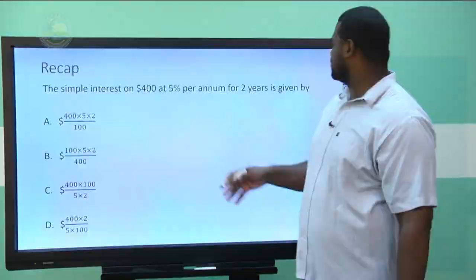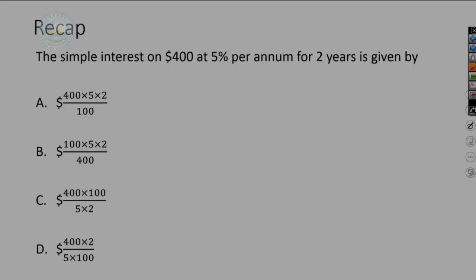Let's go. So let's have one question just to kind of recap on what we would have done before. So it says, the simple interest on $400 at 5% per annum for 2 years is given by one of these particular ratios. Now what are they asking us to find here? They're asking us to find simple interest. So we know that simple interest is principal times rate times time over 100.